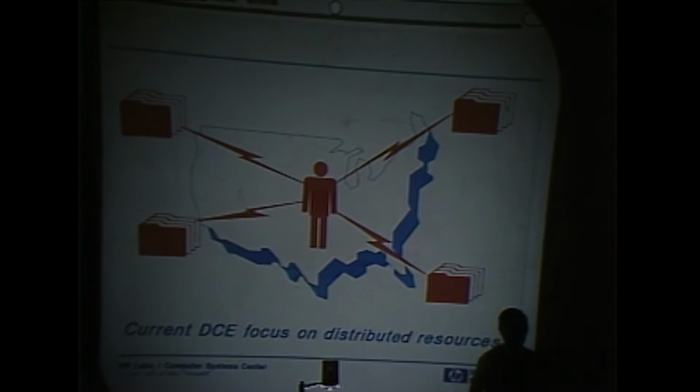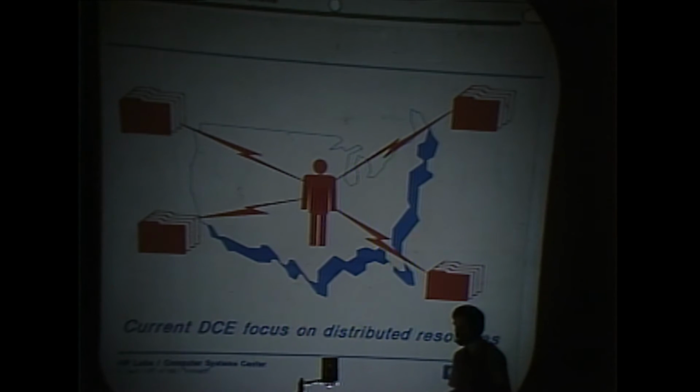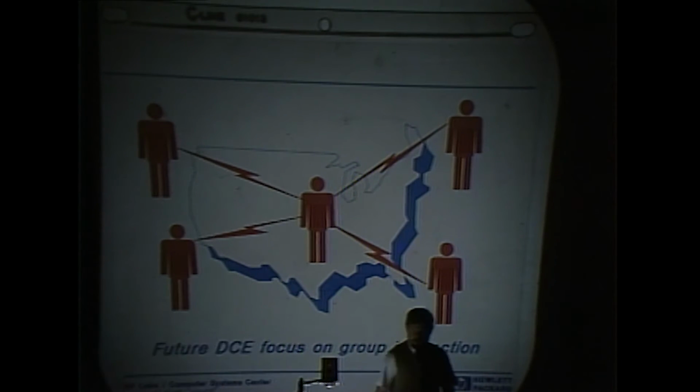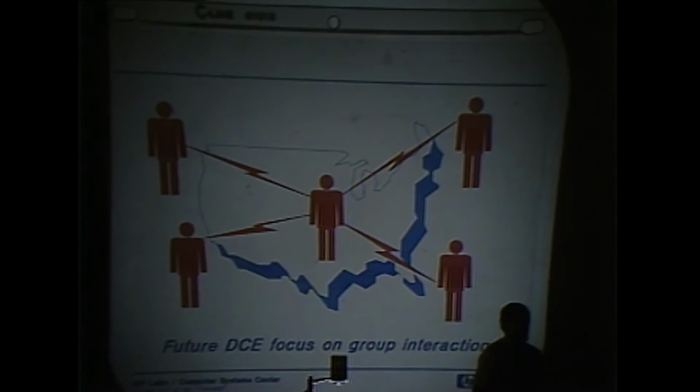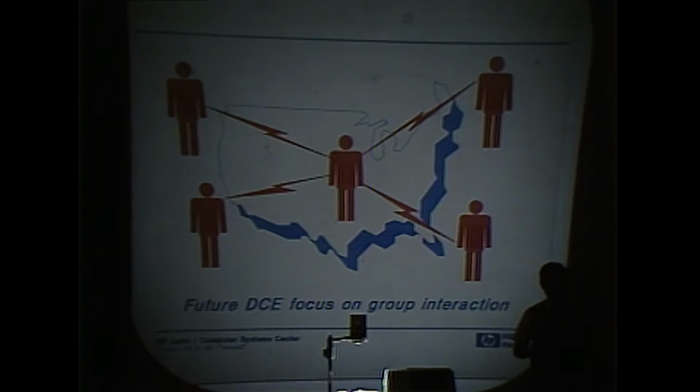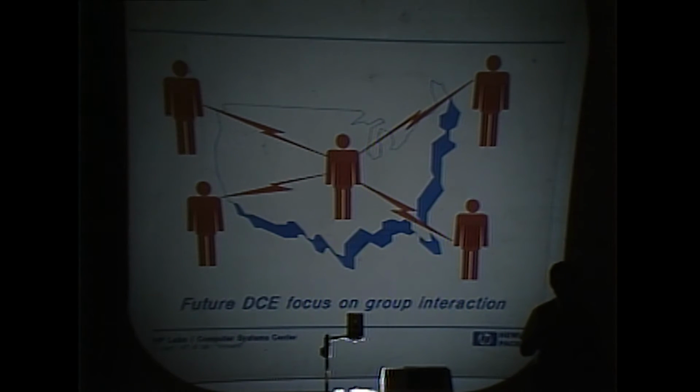we've got this idea of the distributed computing environment, and the idea of DCE is that you've got a person and you have resources scattered all over the place, and the focus is to get that person access to distributed resources. That's the current DCE model. What we think is that the future of DCE isn't going to be so much on the access to remote resources as it is to access to remote people. That is to say, the support of groups working together.